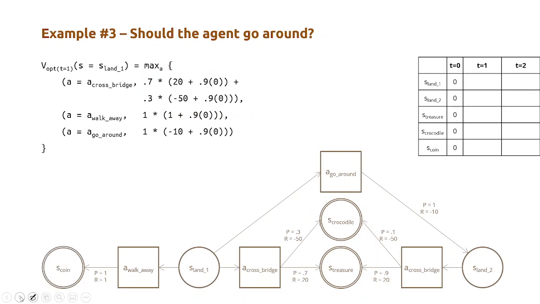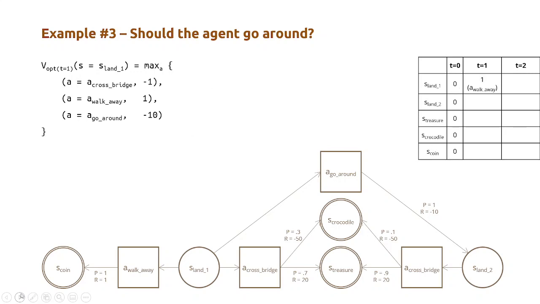After we evaluate these equations, we are given these values. So which one is the maximum? Negative 1, 1, or negative 10? Obviously the maximum value is 1 and the action is walk away, right? So in the right side of our table, we write 1 and we also write walk away. This tells us that walk away provided the highest value for S1 at t equals 1.